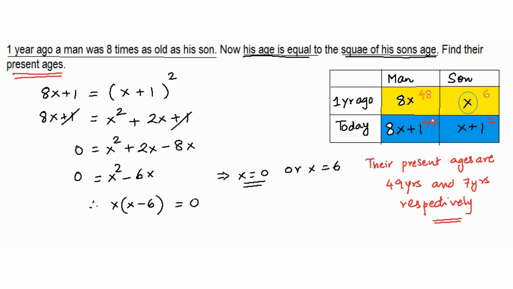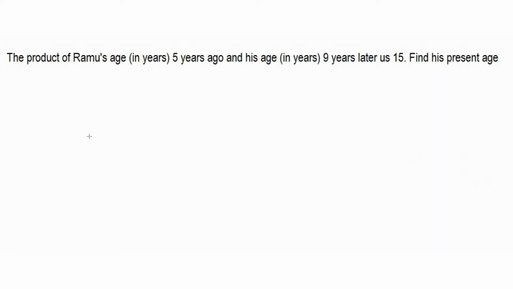Moving on to the next question. So let's take a look at this question. The product of Ramu's age 5 years ago and his age 9 years later is 15, right? We have to find his present age. So let's see how to find this particular present age.